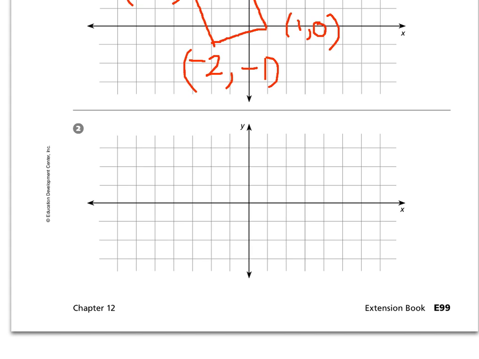Use this strategy in order to find a square on your own for number 2. Remember, the y's and the x's cannot be the same for any of them.